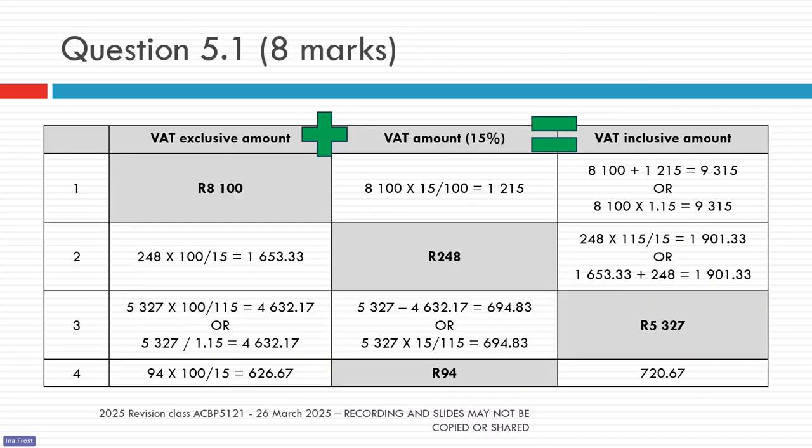There we go. So there's the full answer for question 5.1. That's the full answer. You're going to remember to show us workings. The question said round off to 2 decimal places, which is exactly what we did. And we used the 15% VAT rate.